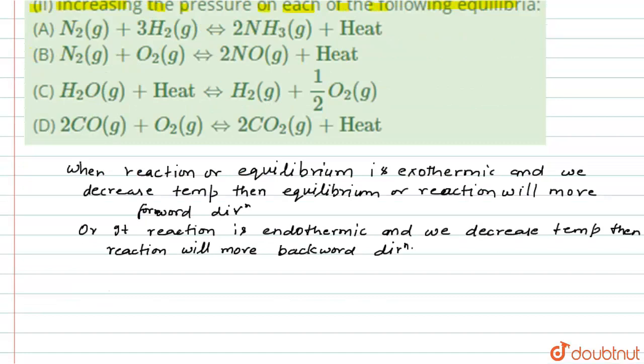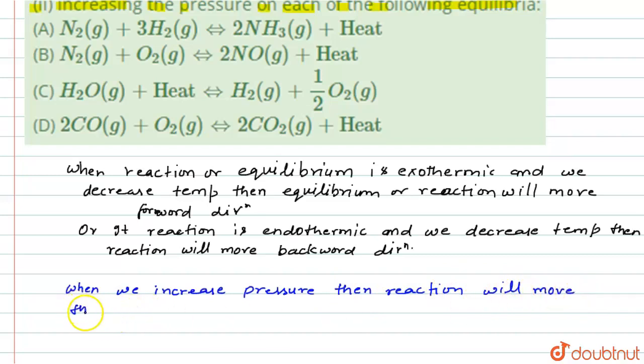Okay, and the second term is given, increasing pressure on each of the following equilibria. When we increase pressure, then the reaction will move in the direction where the number of gaseous moles is less. This is according to the concept.